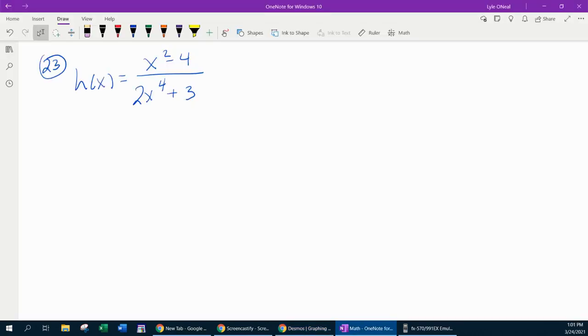Next example, number 23. Again, they want us to find the horizontal asymptote of the graph of the function. And again, to find horizontal asymptotes, you have to compare the degree of the numerator to the degree of the denominator. Here, the degree of the top is 2, and the degree of the bottom is 4. So in this case, the degree of the top is less than the degree of the bottom. In that situation, y equals 0 will be the horizontal asymptote.